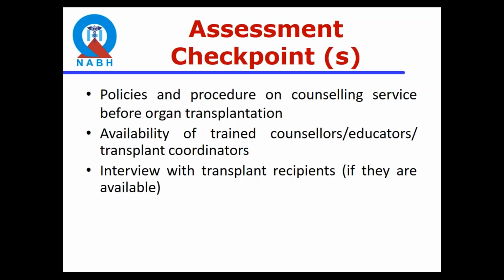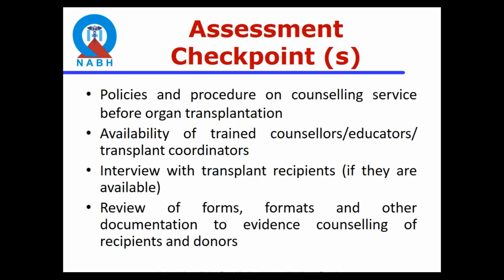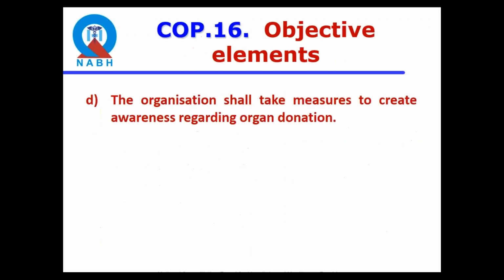Maybe we could interview the relative of the patient to get a better clarity. Again, review of various forms, formats, and so on. The last one, again, this is one thing. ABNs would apply if the organization is doing an organ transplant.